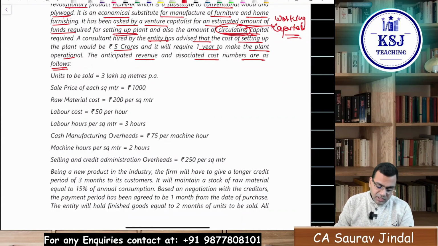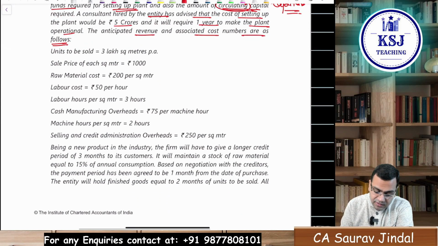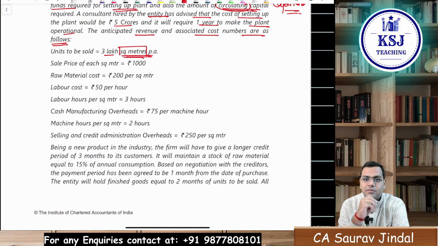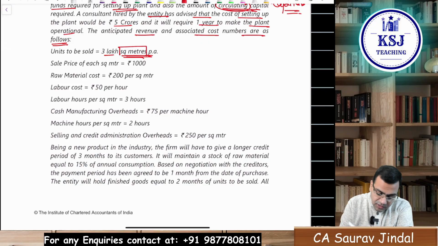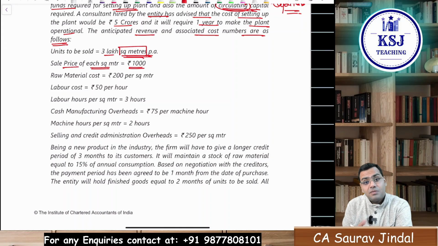The information is what? The units to be sold is 3 lakh square meters per annum. Now, this square meter becomes the unit, right? Like we say 3 lakh units, it is 3 lakh square meters. Sale price of each square meter is rupees 1000. Like we say per kg, per meter, here it is per square meter. Raw material cost is rupees 200 per square meter. Labor cost is rupees 50 per hour, and the labor hours per square meter is 3 hours.